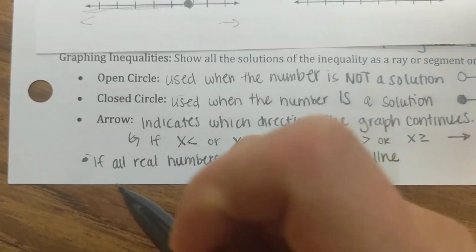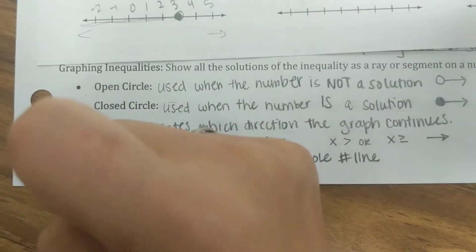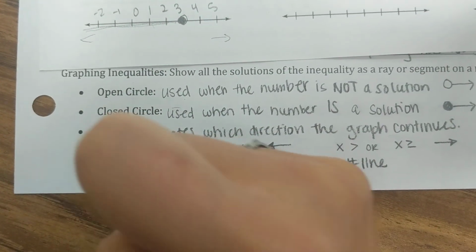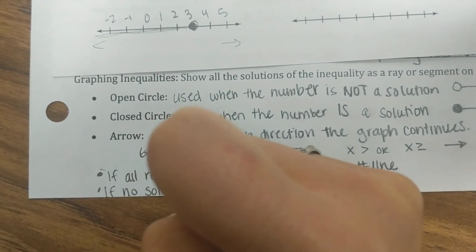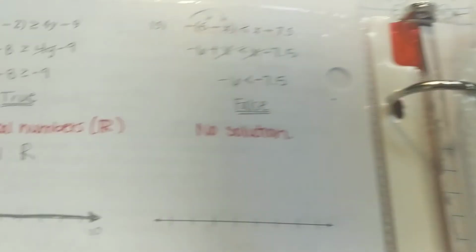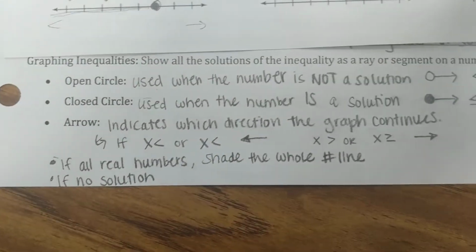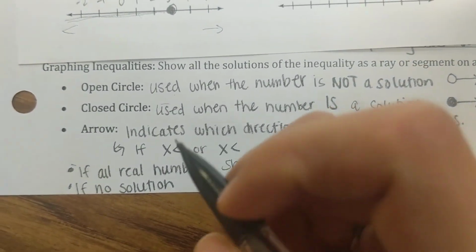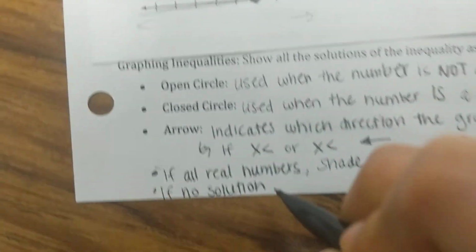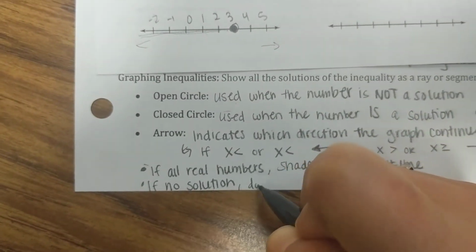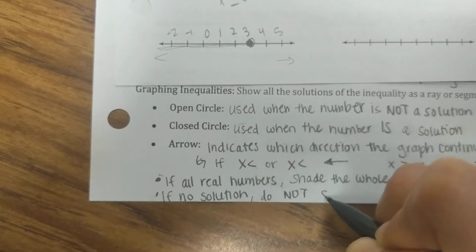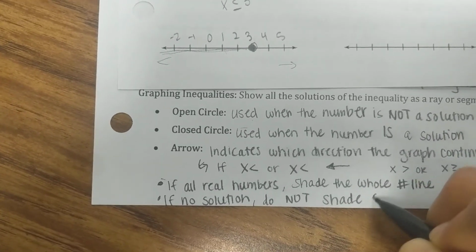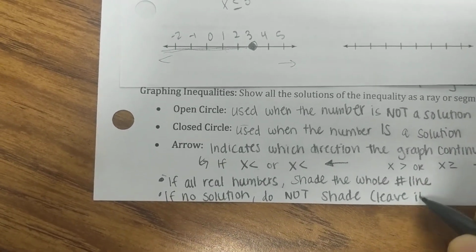The last thing that can happen is if we have no solution, how do I represent that? Notice our example, I didn't do anything to the number line. So we are going to leave the number line blank. Do not shade, leave it blank.